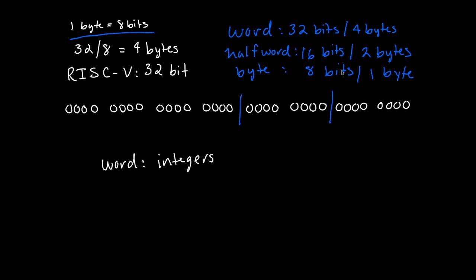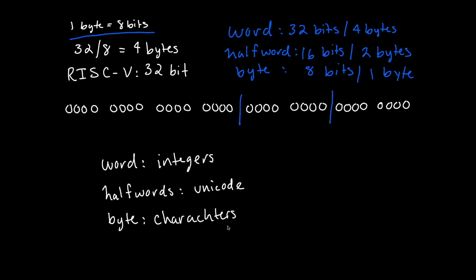Now, half word, 16 bits, it's not as common, but you could use it for something like Unicode, or something that requires 16 bits or 2 bytes of memory to store. And a byte, we would use for characters. For example, something in a string. Not a string, but characters that make up a string. Because in ASCII, it only takes 7 bits to represent a character.